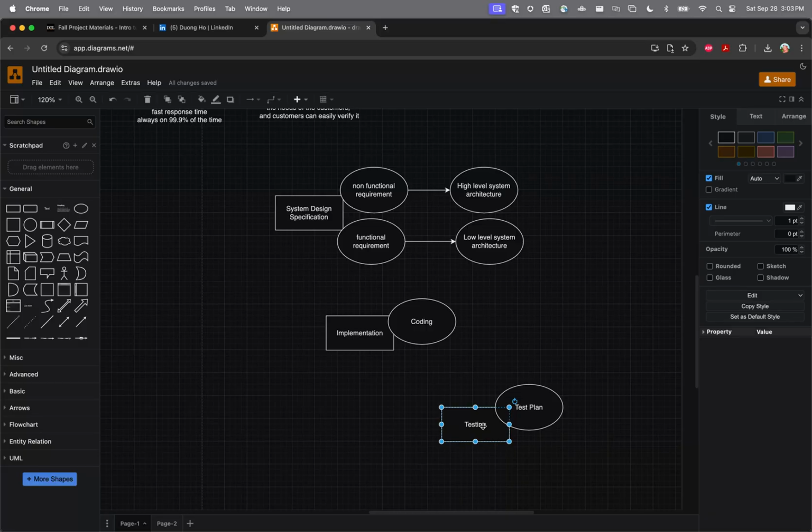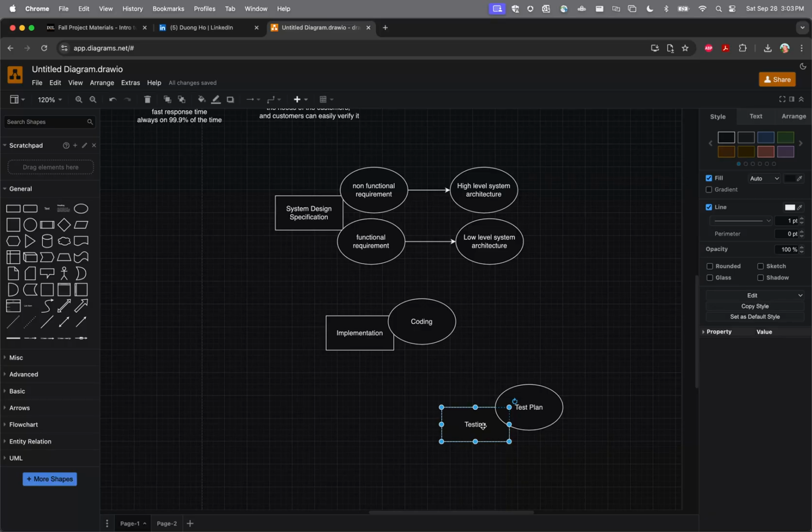But we're not going to do that. This is where you hand over the system to the customer, right? So the steps in software development are really requirement specification, system design specification, implementation, testing, and production deployment. All right.